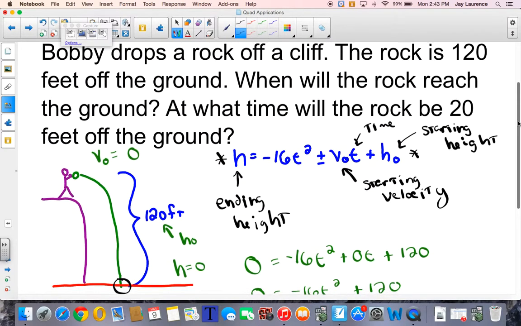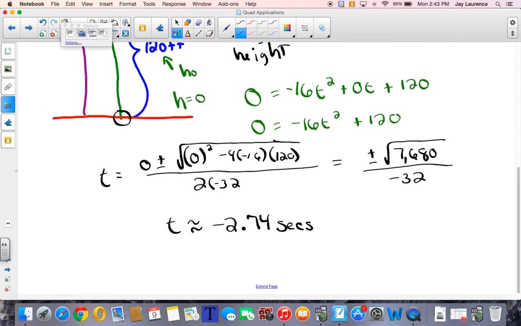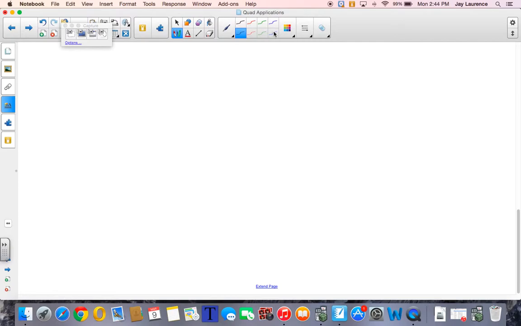Let's try another. Oh, no, we've got part 2. What time will it be 20 feet off the ground? Do you remember Alex Turchek talking about maybe there being 2 zeros or something, and he had them at different heights? And I said it was really intelligent. It wasn't quite right where we were going, but we were going to get there.